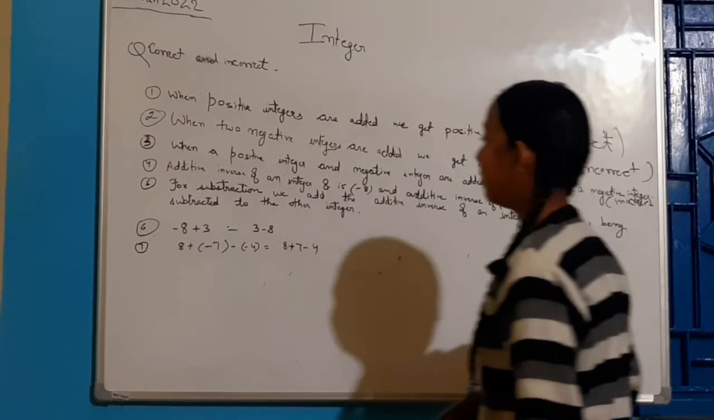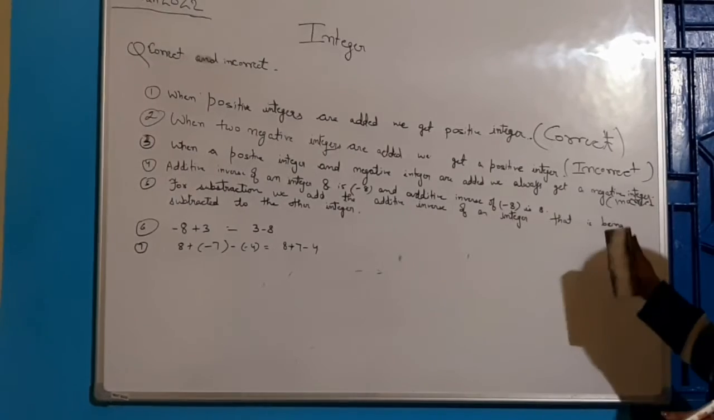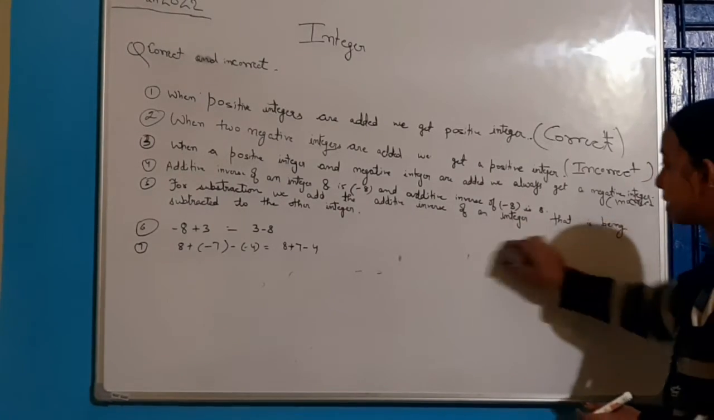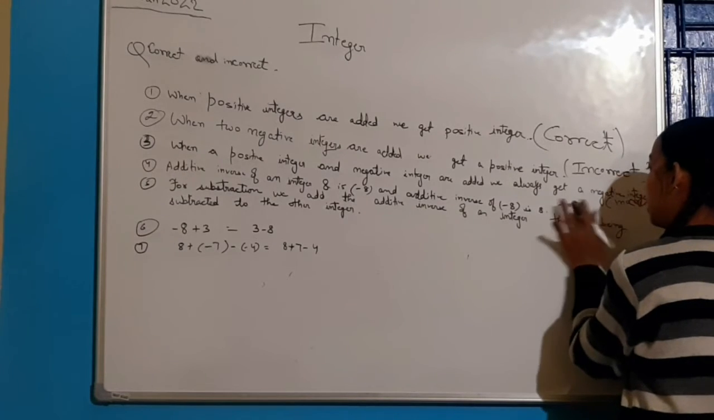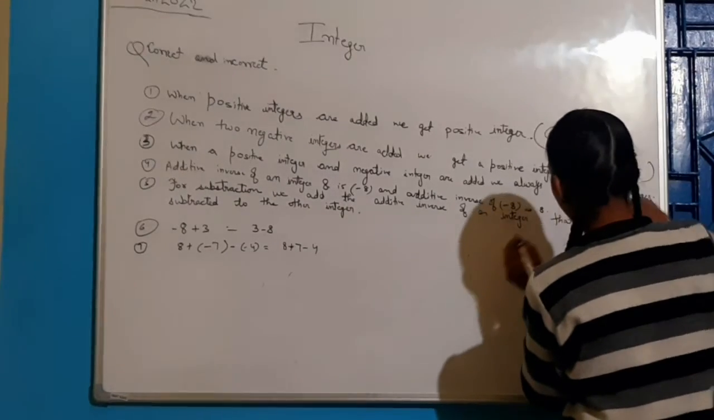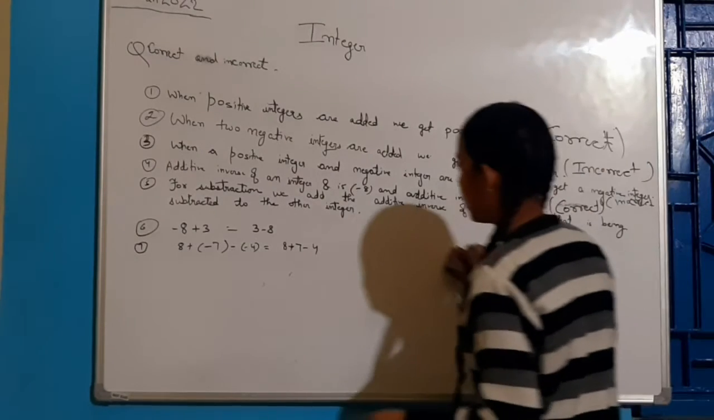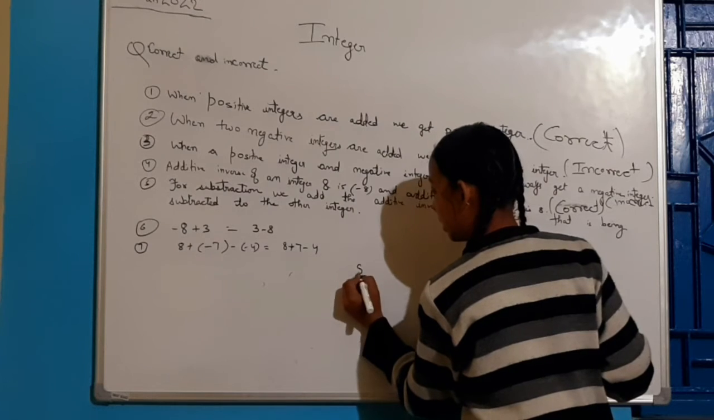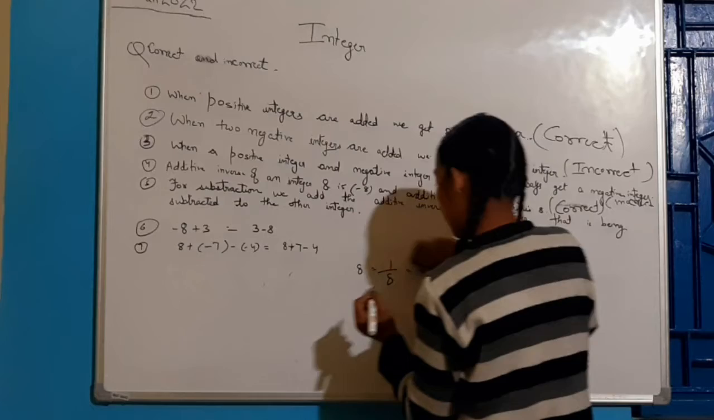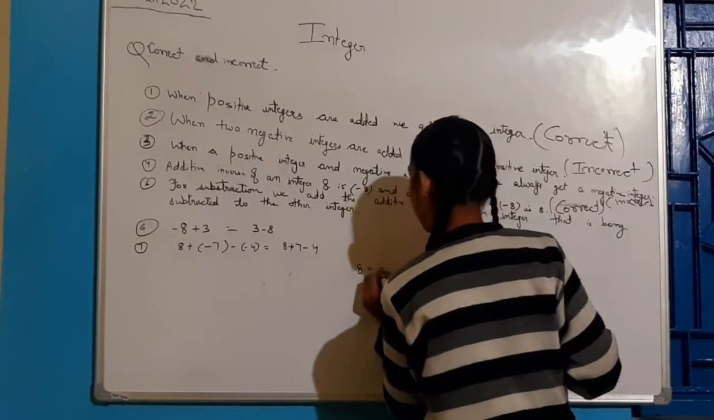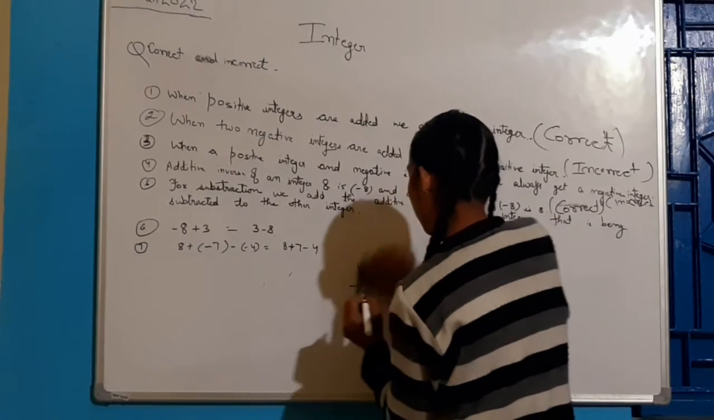Next: the additive inverse of integer 8 is -8 and the additive inverse of integer -8 is 8. Yes, it is true. It is correct. First, we have to see how. The additive inverse of 8 is -8, of 7 is -7, and of -8 is 8.